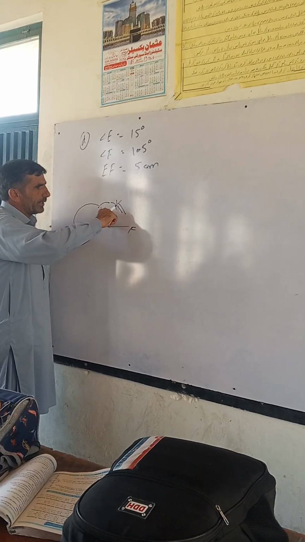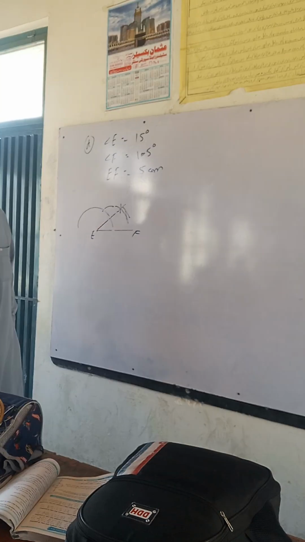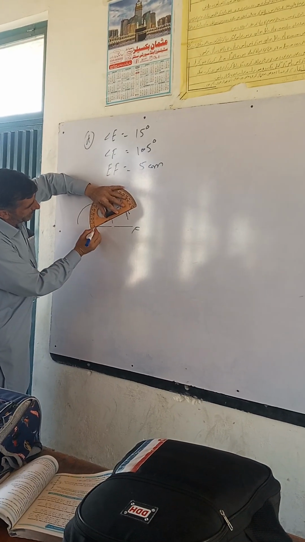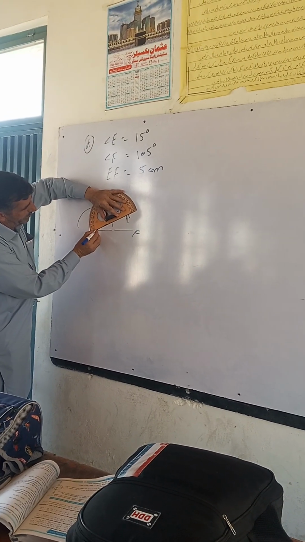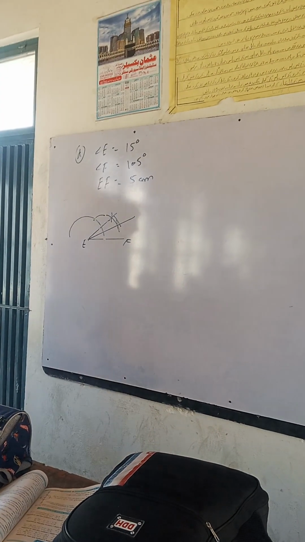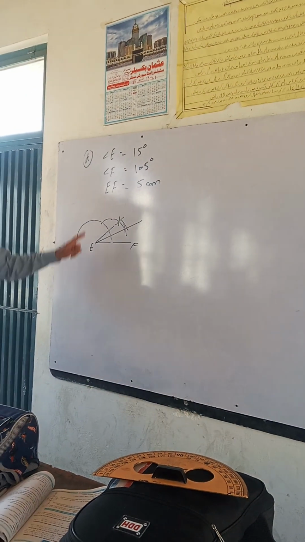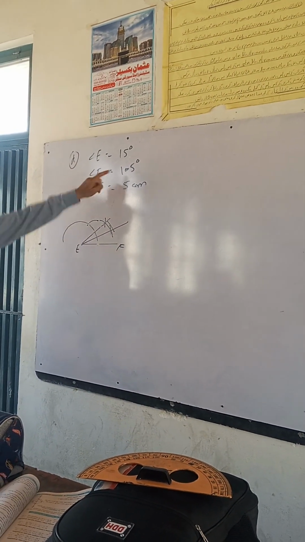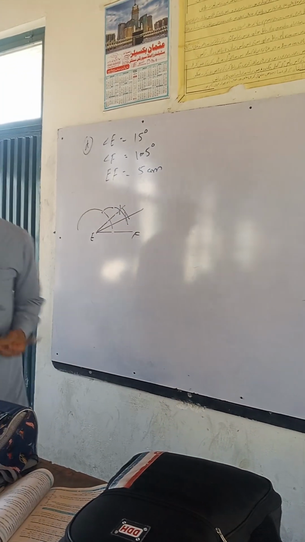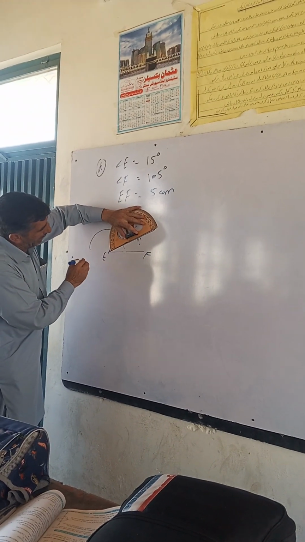So this is, it will become 15 degree. This is a 15 degree. This is nearly equal to 15 degree. Now I shall draw an angle of 105 on point F.